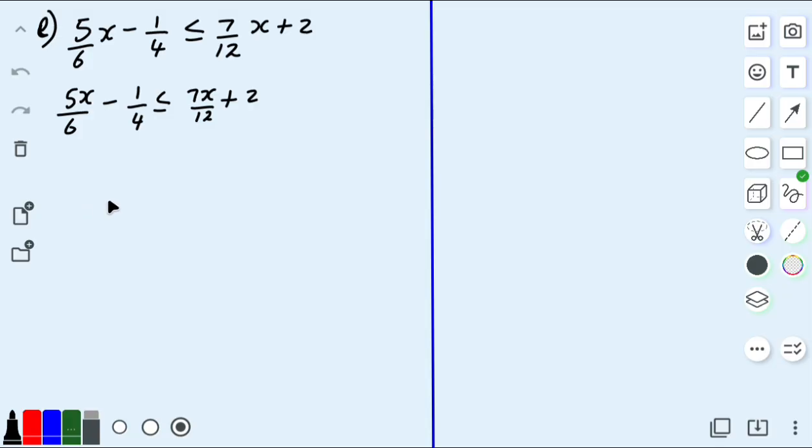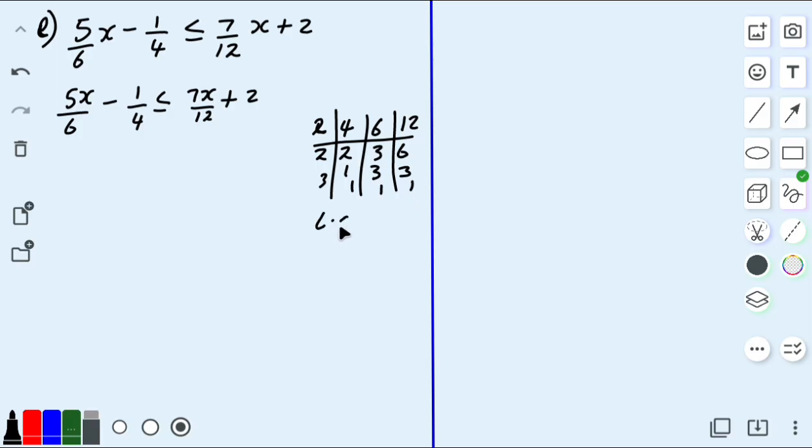And what do we need to do? We find the LCM. And what is the LCM of the denominators given? You can use any method of your choice as I've stated earlier. But let's consider this. 2 in 4 is 2, this is 3, this is 6. 2 again, 1, 3, 3. 3, 1, 1, 1. So our LCM is 12.